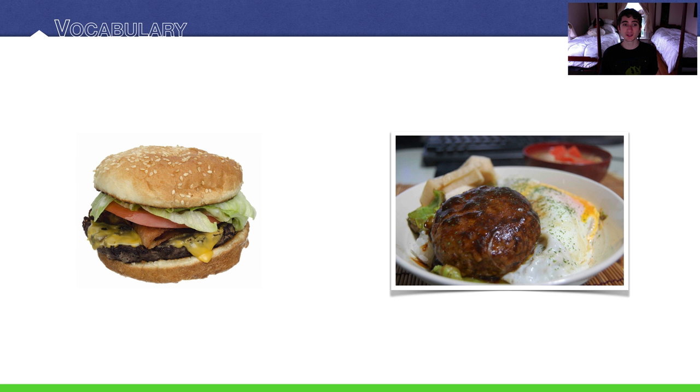Here's the difference between a hamburger and a hamburg. On your left over here, we have a classic hamburger. All Americans know what this is. And then over here, this chunk of meat right here is a hamburg. I believe it comes from Germany, something like that. It's very popular in Japan. You'll see this a lot. I had no idea what this was until I got there. I thought it was a hamburger, but it's a hamburg, very German.